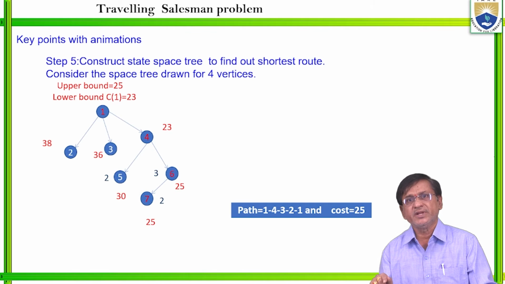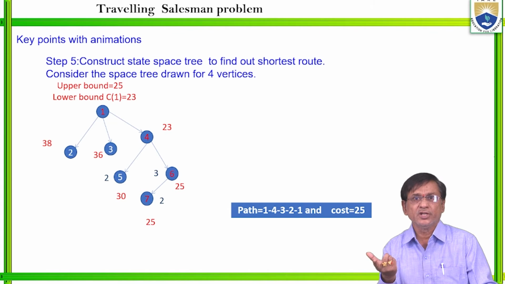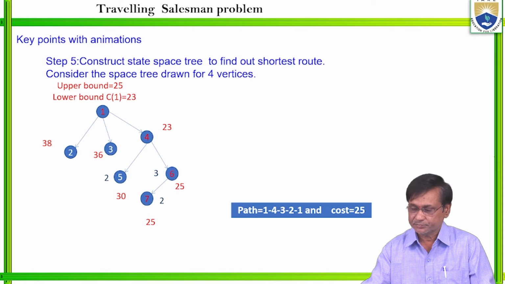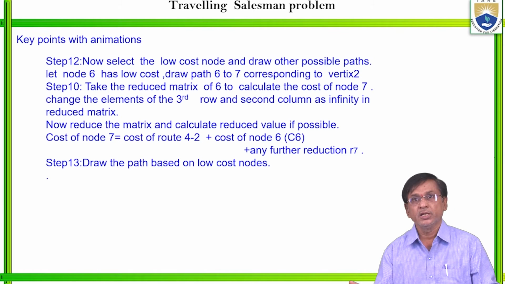Again, find out the cost of the node 7. The cost of the node 7 is equal to the cost of the route 3 to 2, that is vertex 3 to vertex 2, plus the cost of the node 6 plus reduction value. Then we can get the value of the node 2. From node 2, you will go back to the node 1 only, so that we can find out the path. So draw the path based on the lowest cost.